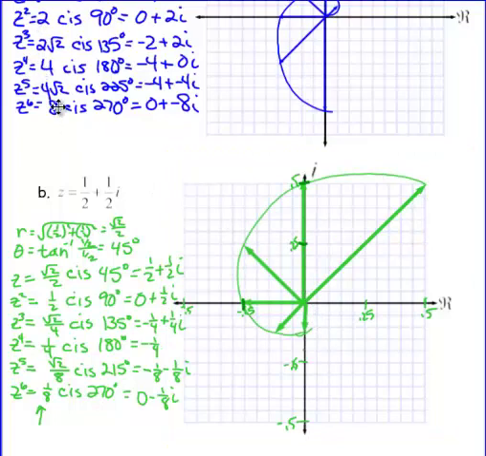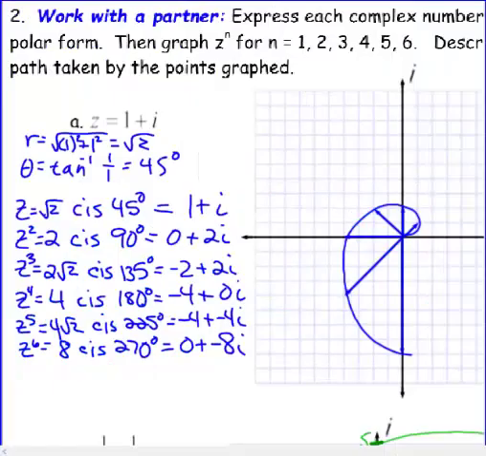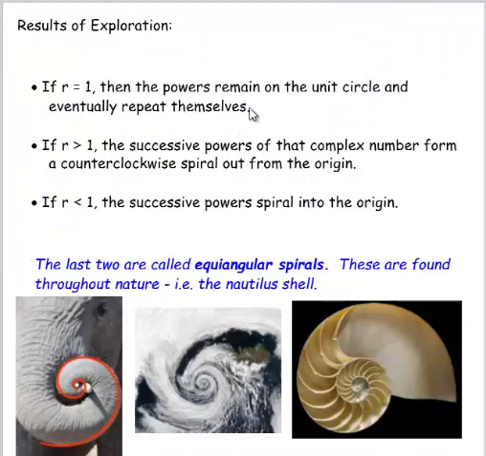So when we have numbers that are bigger than 1, it spirals out. When we have numbers that are less than 1, it spirals in. And when we have numbers that are exactly 1, with the unit circle, they eventually start repeating themselves. The powers remain on the unit circle and they just start to repeat themselves. So greater than 1 counterclockwise spirals out, less than 1 spirals into the origin.